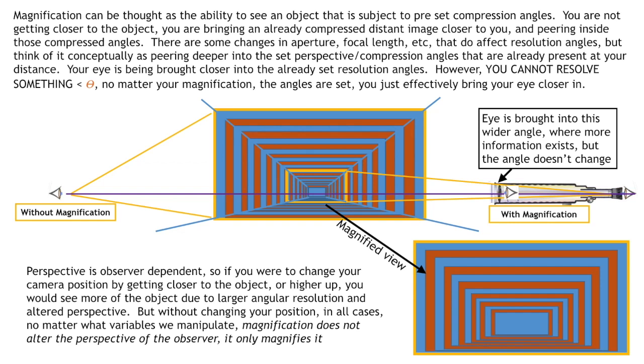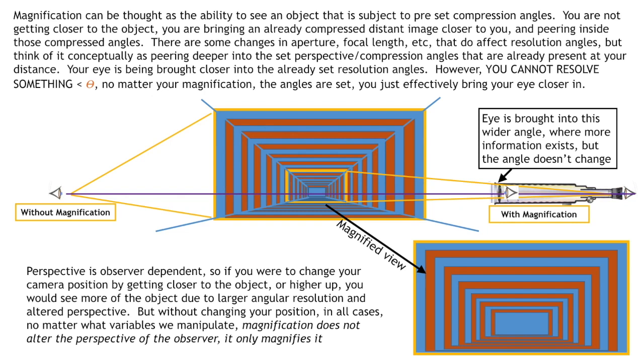So we have a perspective view without magnification on the left, and we have a view on the right. Note that the object itself did not change. We just brought our eye closer in to those deeper angles, but the height or width of the object, nothing like that, changed. We just brought ourselves somewhat closer in.